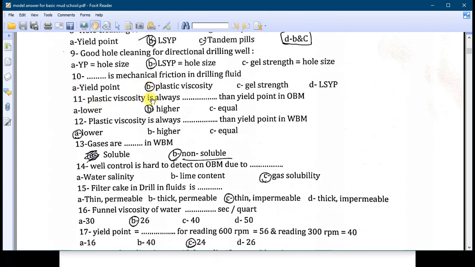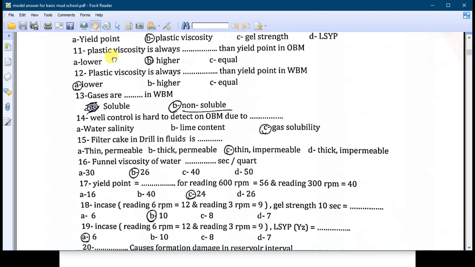Number 11, the plastic viscosity is always higher than, lower than, or equal to the yield point in the oil-based mud. Normally, the plastic viscosity must be higher than the yield point in the oil-based mud. Why? This is a very important question. Because the water in the oil-based mud acts as a solid, or it is non-homogeneous with the diesel, so it gives high plastic viscosity.